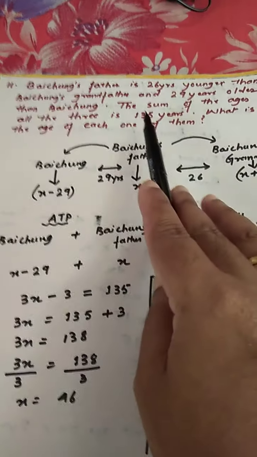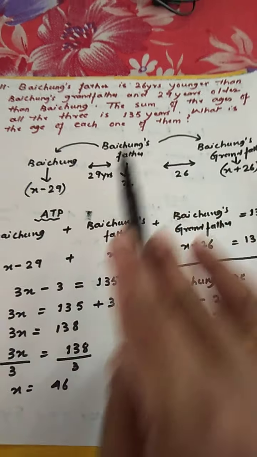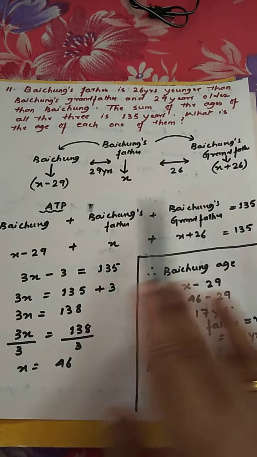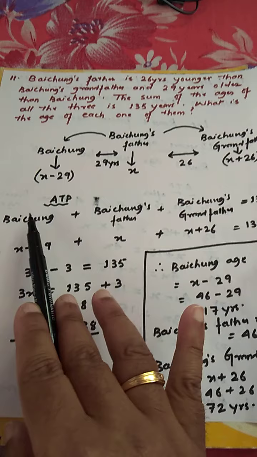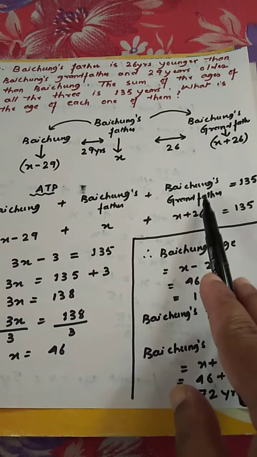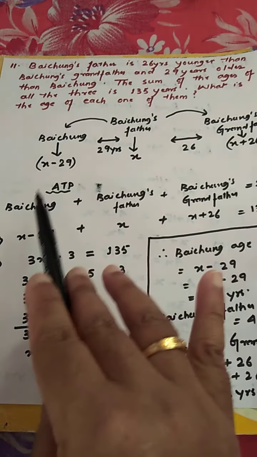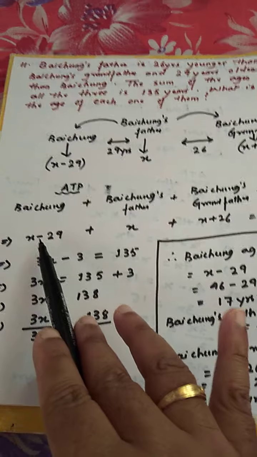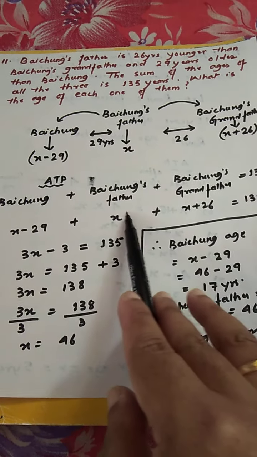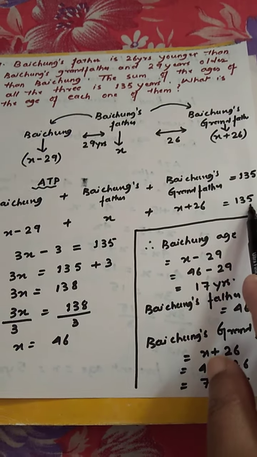Now what was the second statement they wrote? That the sum of the ages is 135 years. So if we add up all the ages, we'll get 135. According to the problem, Baichung's age plus Baichung's father's age plus Baichung's grandfather's age will be 135. Now just put the values. Baichung's age is X minus 29, plus Baichung's father's age, which we let as X, plus Baichung's grandfather's age, X plus 26, is equal to 135.